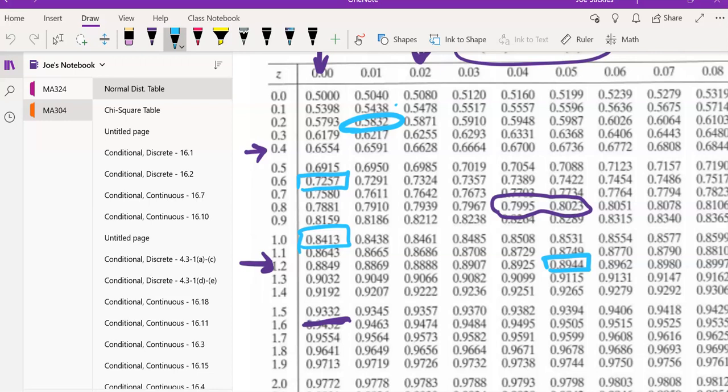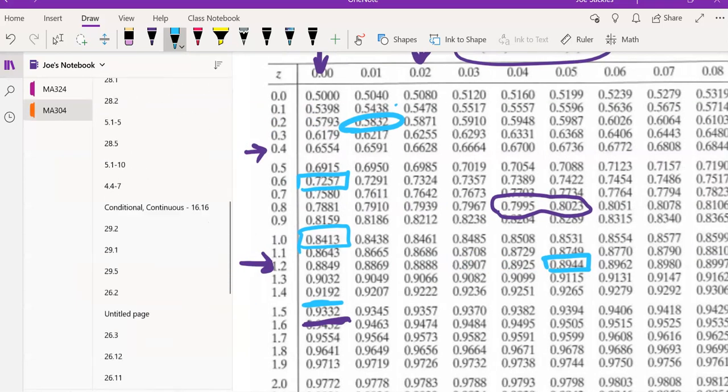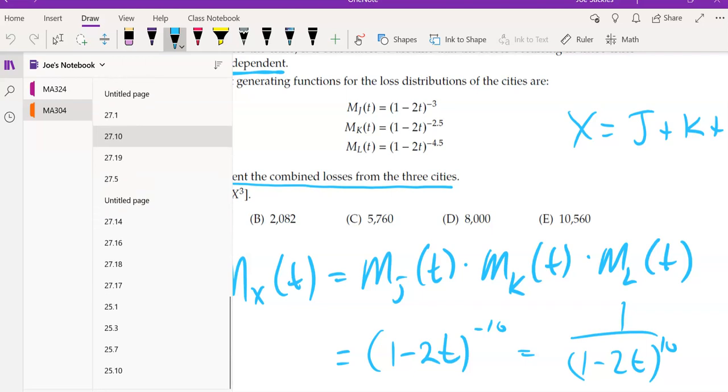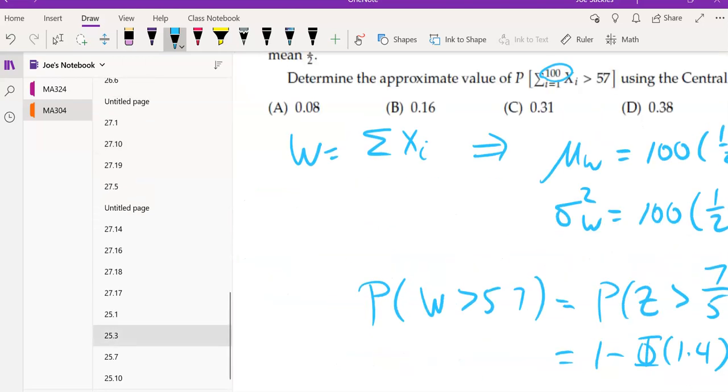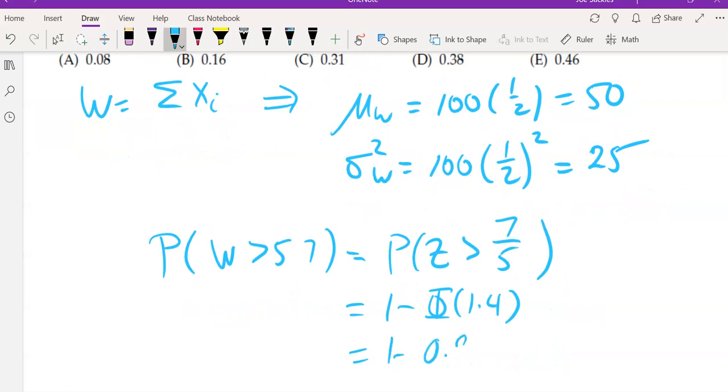Which one do I want? 1.4, right to the right. That one? Yeah. 9192. 0.08. There we go. Now I got it. 9192.